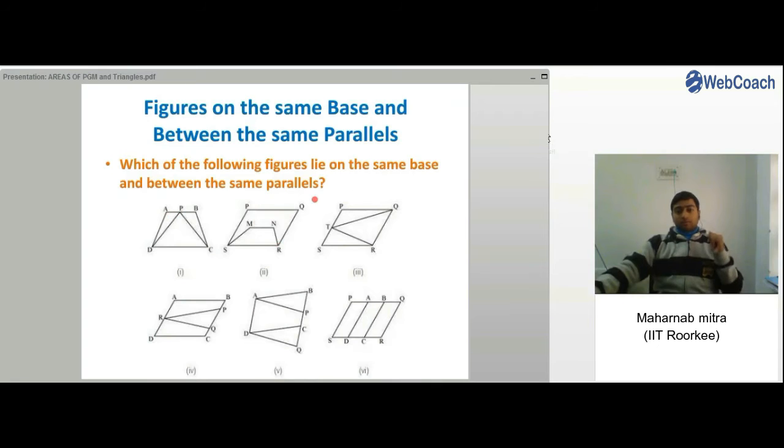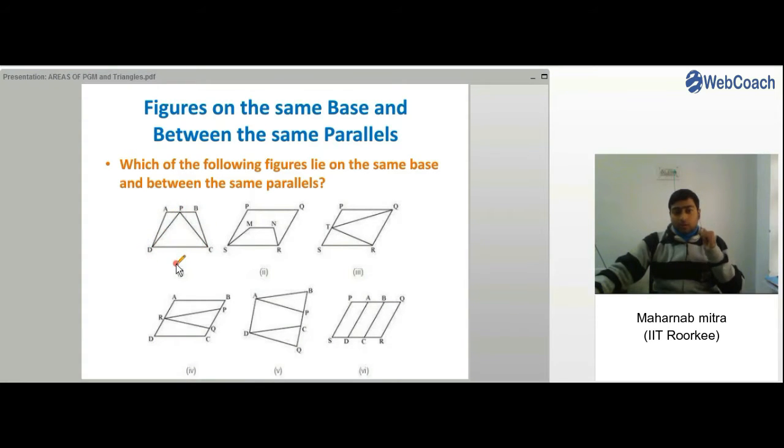So here is one question: which of the following figures lie on the same base and between the same parallel lines? Let us take figure by figure, right? Let us take the first figure. We can see that if we take the base CD, then we find two figures which are on this base, which is this triangle PCD and the quadrilateral ABCD.